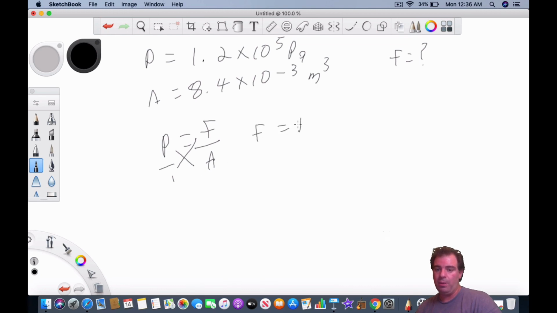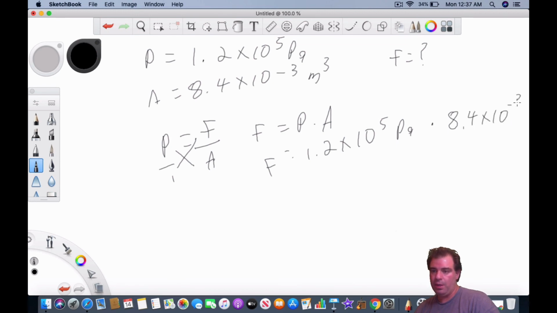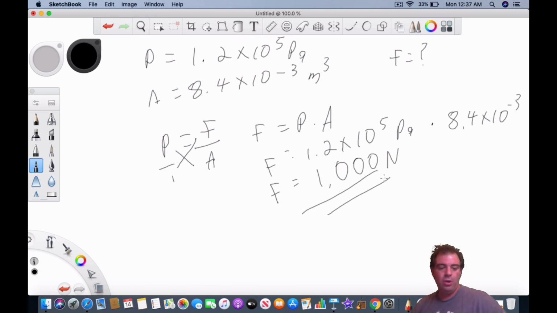So force now becomes pressure times area. The pressure, we said, is 1.2 times 10 to the 5th pascals, and we multiply by the area, which is 8.4 times 10 to the negative 3 meters squared. So the force now becomes 1.2 times 8.4, which is about 10, and 10 to the 5th minus 3 is 10 to the 2nd, so 10 times 10 to the 2nd. So it's going to be about 1 times 10 to the 3rd, or about 1,000 newtons. And that should be our answer.